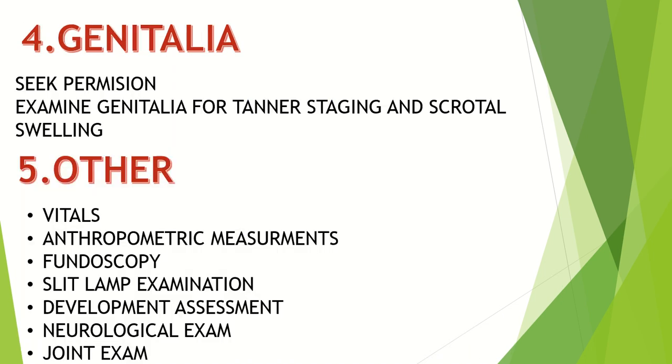The fourth thing, that is the genitalia. In genitalia, seek permission and examine the genitalia for testicular staging and scrotal swelling. The fifth one is others. You have to offer at the end of examination if you have time left. So you have to measure the vitals, then anthropometric measurements, fundoscopy, slit lamp examination, development assessment, neurological exam, and joint exam.